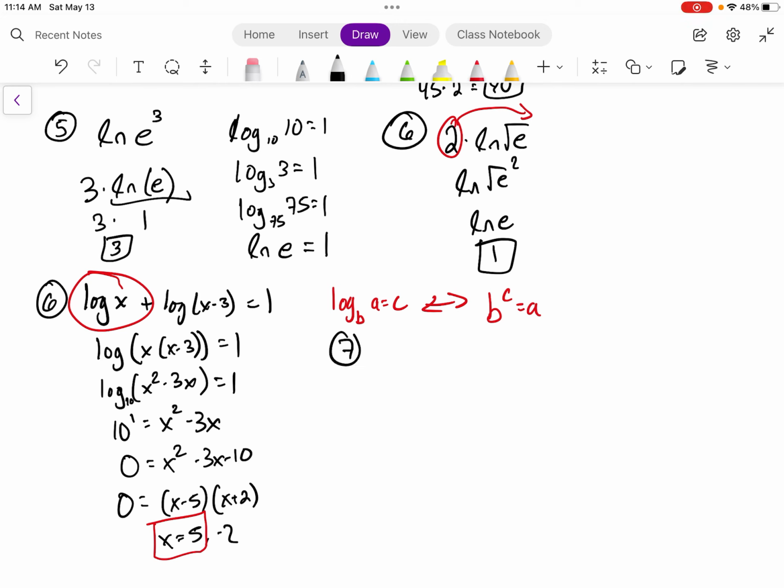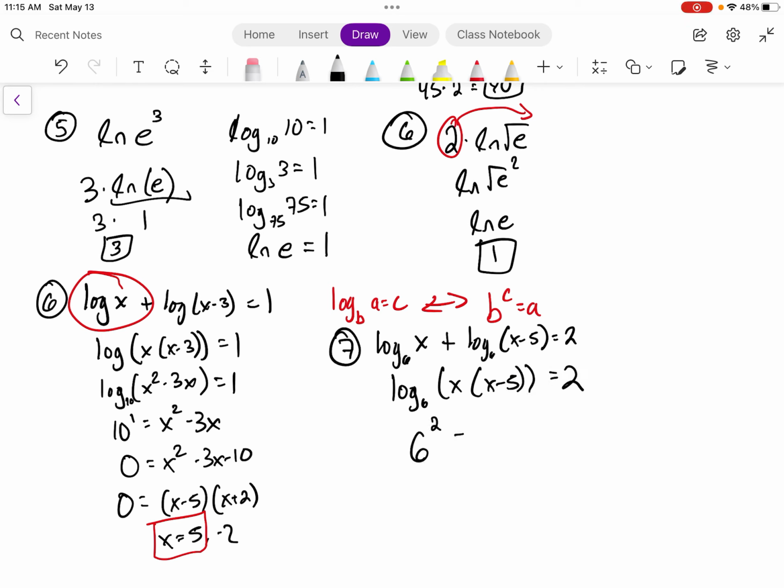Number 7 is very similar. Log base 6 of x plus log base 6 of x minus 5 equals 2. Well, we're going to want to combine the left, so that's going to be x times x minus 5 equals 2. And what does this mean? This means 6 squared equals x times x minus 5, or 36 equals x squared minus 5x. Get 0 on a side and factor.